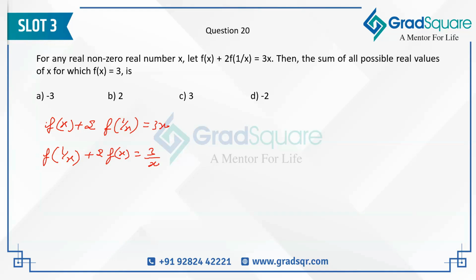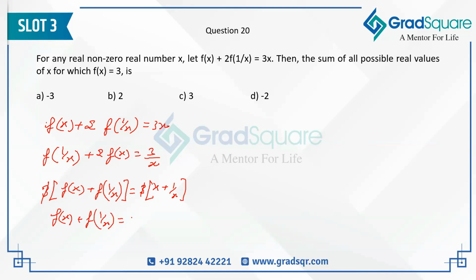You will get 3f of x and 3 times f of 1 by x. So overall you are going to get 3 times of f of x plus f of 1 by x, which is equal to the sum on this side, which is 3 times of x plus 1 by x. So 3 will get cancelled out. Now I know the value of f of x plus f of 1 by x, which is turning out to be x plus 1 by x.